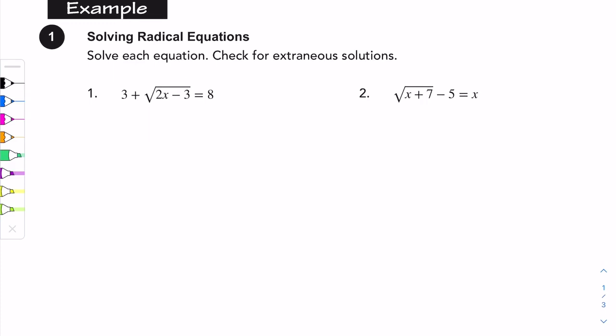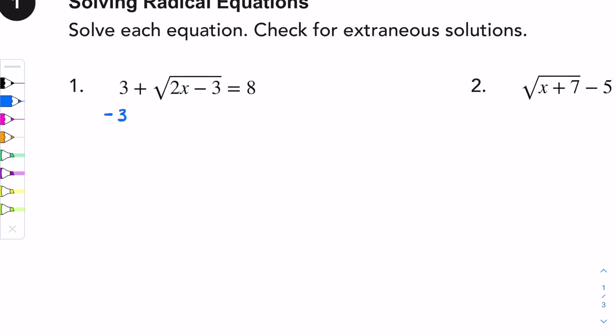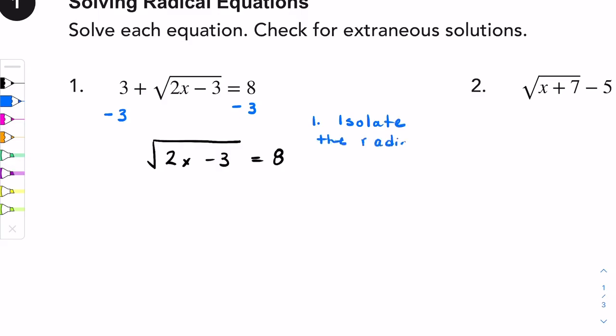For number 1, we have 3 plus the square root of 2x minus 3 equals 8. Step 1 in the above steps tells us to isolate the radical. So I'm going to move 3 to the opposite side. This gives me the square root of 2x minus 3 is equal to 5. All right, step 2 is to square each side.